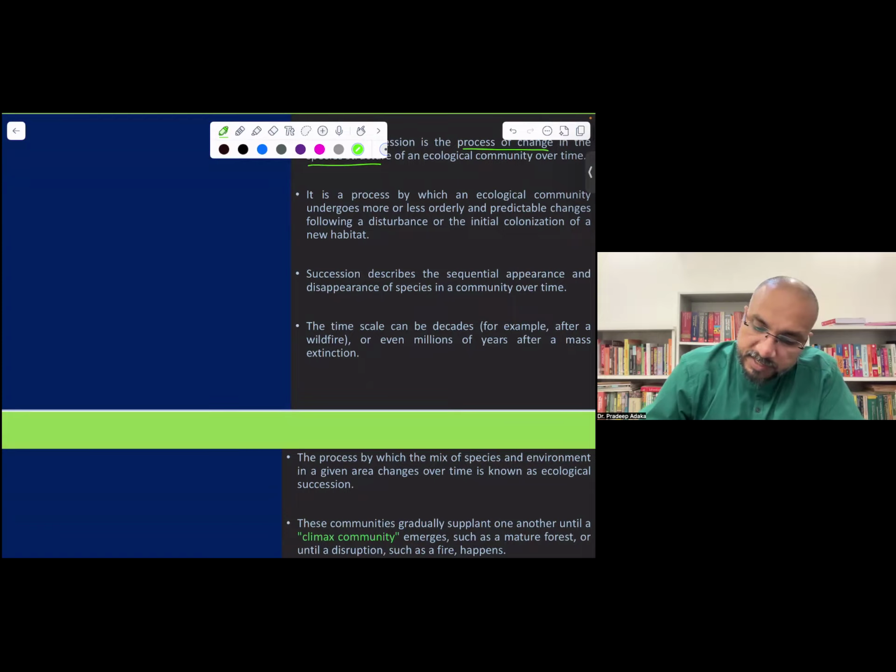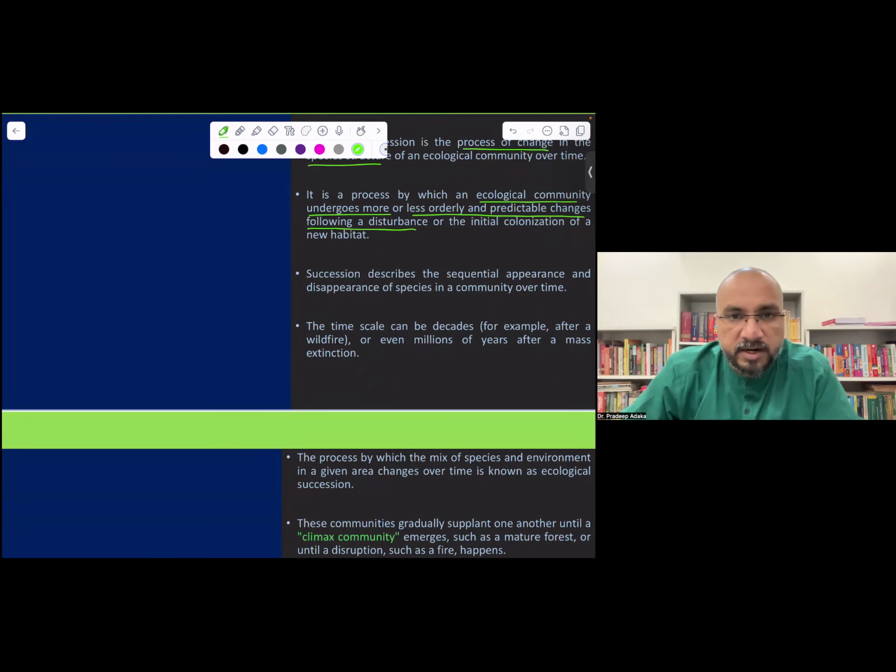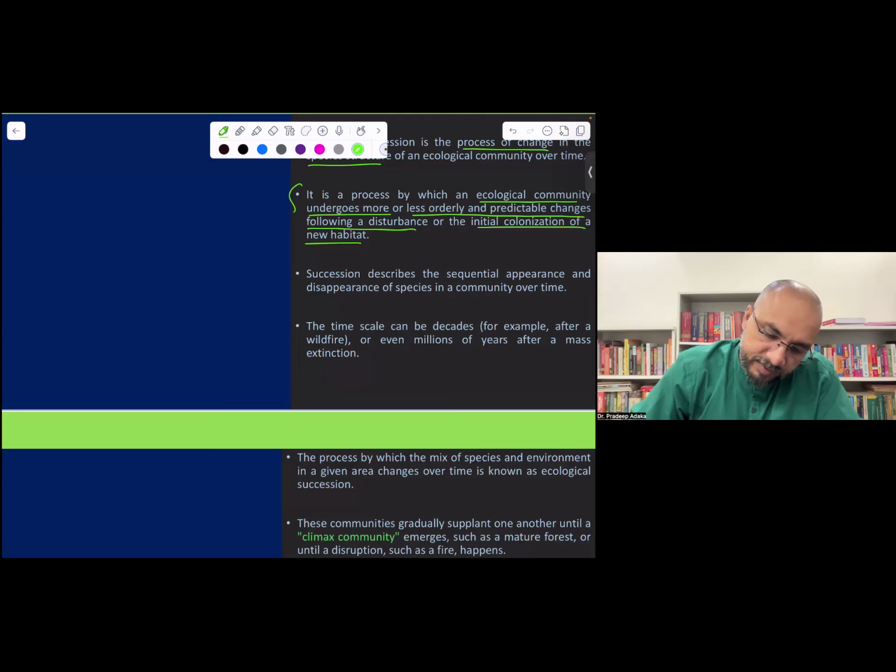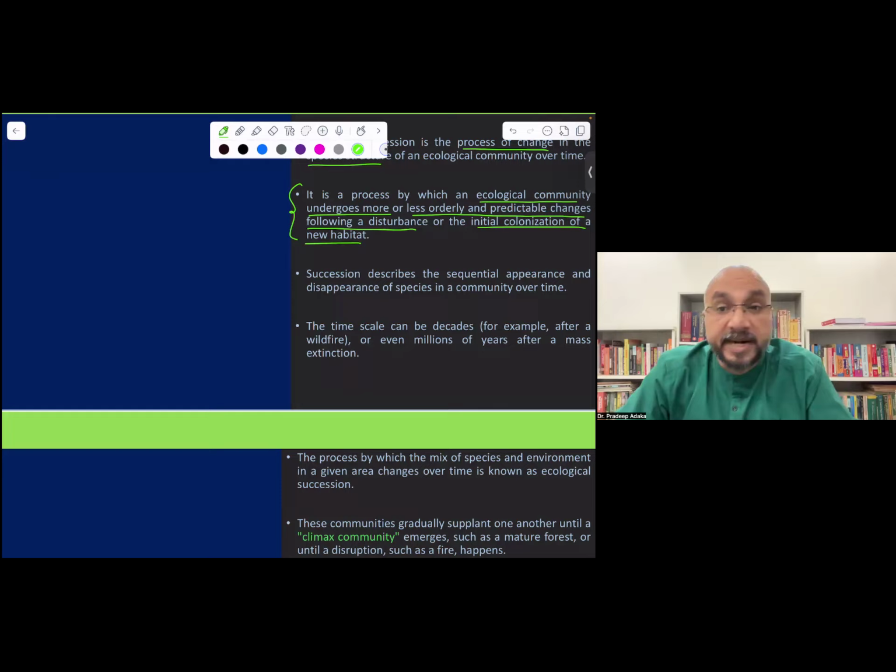So it is a process by which an ecological community undergoes more or less orderly and predictable changes following a disturbance or initial colonization of new habitat. So here there are two things. You have to see here, two things are there. Orderly and predictable changes, you have to focus on these terms. So there is an orderly change and a predictable change. So this happens in an order and predictable changes will happen.